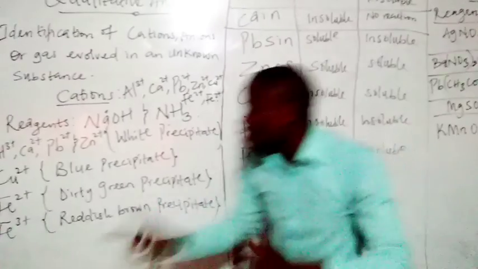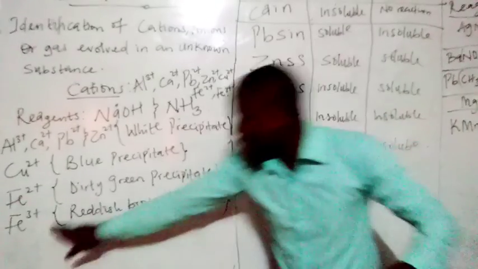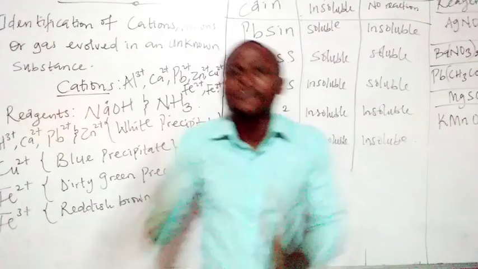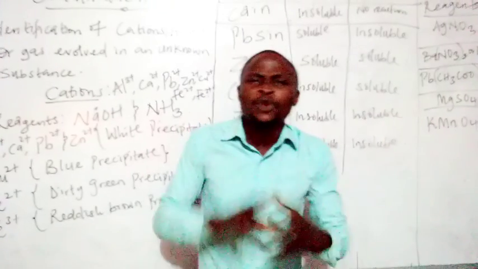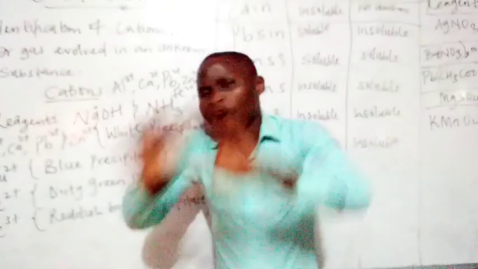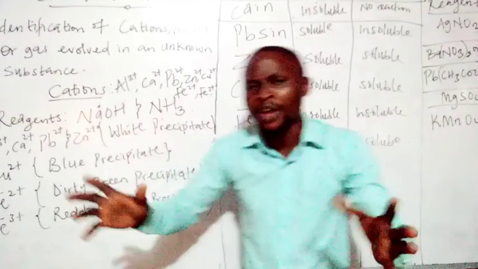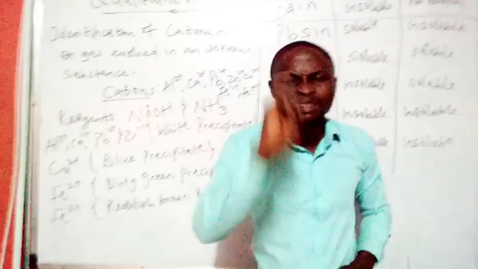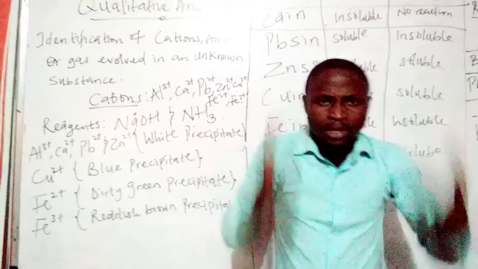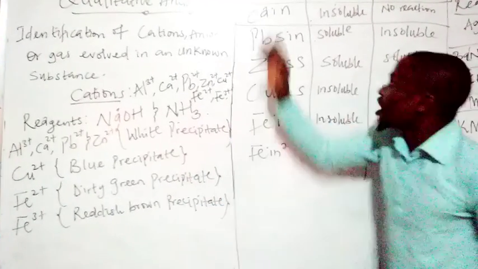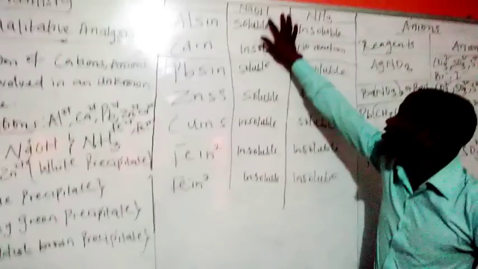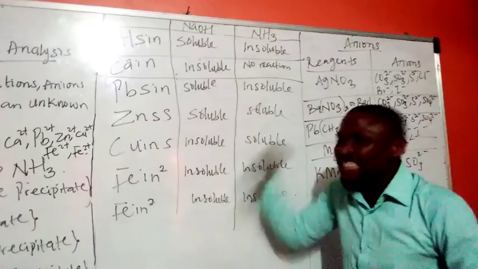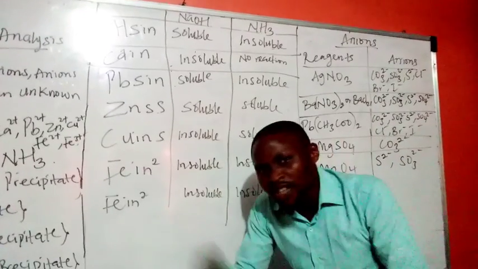Iron 2 is usually a dirty green precipitate, iron 3 a reddish brown precipitate. But I don't want to waste your time. I've devised a mnemonic device that you can use to memorize this. All of these, just know the color of their precipitate. These are white precipitate, copper is blue precipitate, iron 2 is dirty green, and iron 3 is reddish brown precipitate. Of course, like I told you earlier, we have two basic precipitating reagents or precipitating agents that allow us to detect the presence of the cations.